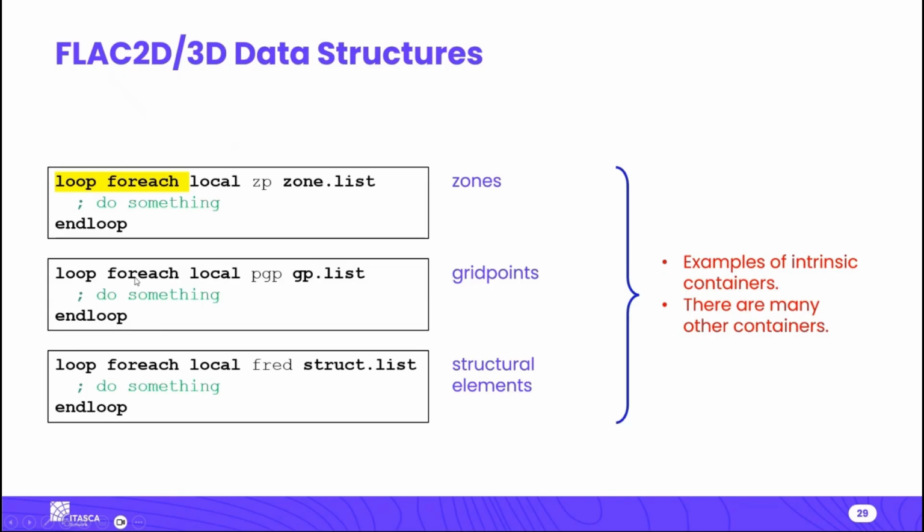And so very commonly you will, for example, loop through all of the zones and do something. And the construct would look like this: loop for each. This local is optional. Here I'm just making a variable called ZP. In this case, it only exists within the function, but you could make it global, it doesn't matter. Loop for each local ZP zone.list. So I'm looping through all the zones in the zone list. And each time through the loop, this variable ZP is pointing to one of the zones, and I can do something with it. Same construct for grid points, same construct for structural elements.